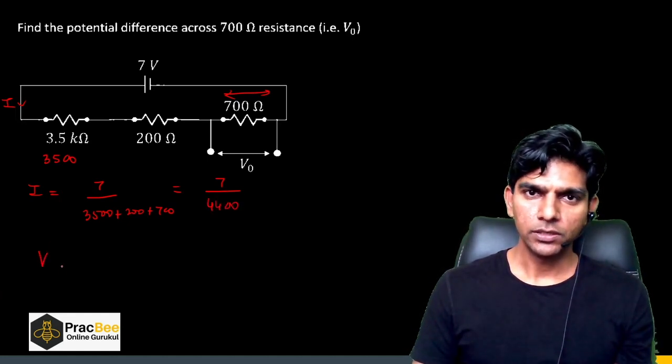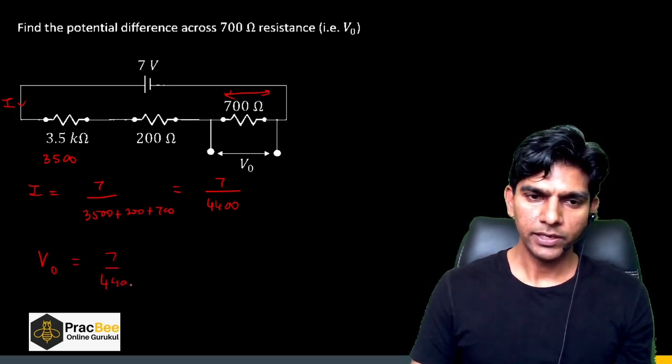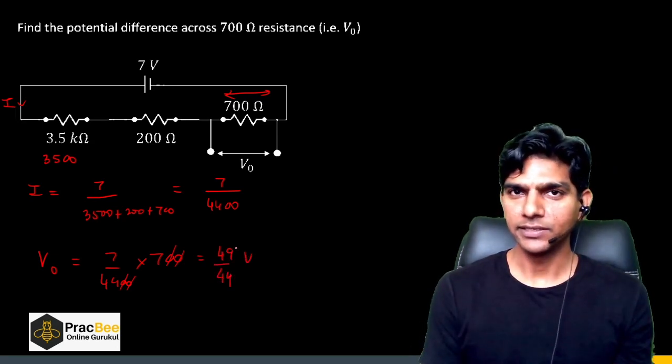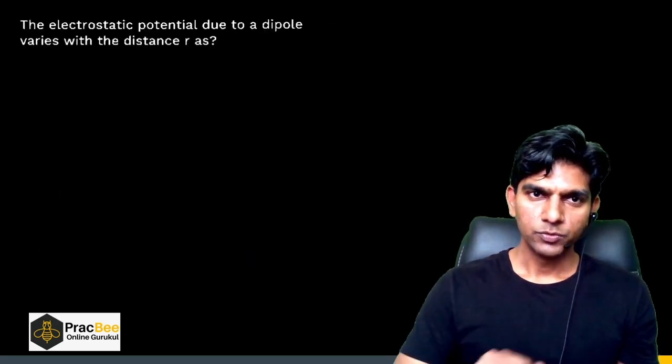So the potential drop across the 700 ohm resistor will be current multiplied with the resistance, that is 700. So from here, it comes out to be 49 by 44 volts. So that is the answer. Okay, let us move to the next question.